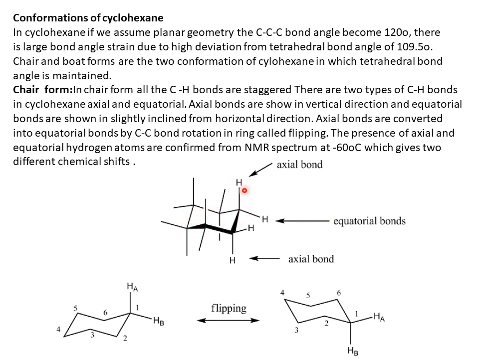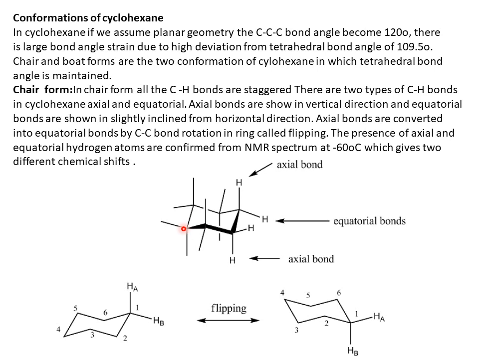In the chair form, all carbon-hydrogen bonds are staggered. If you look at this, this is the first carbon atom. We number like this: 1, 2, 3, 4, 5, 6. This is the first carbon atom, the second carbon atom, the third carbon atom. If you look at the 1, 2 bond, this hydrogen atom is staggered with respect to this hydrogen atom. This bond is staggered, and the 2, 3 bond is also staggered.